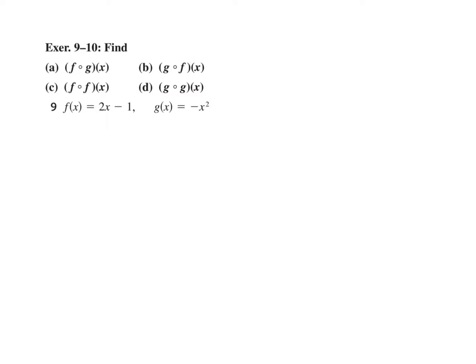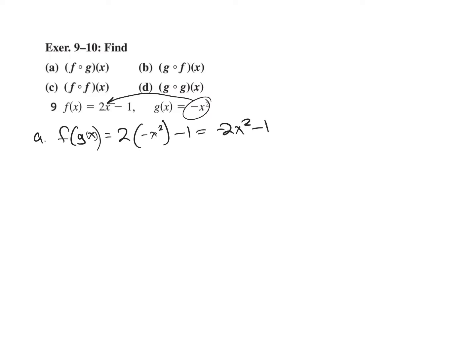Okay, so this little O means you're plugging in g of x into f. So let's start with part A here. You're doing f of g of x. That's what that means. So g of x is negative x squared. So we're going to plug it into there. So 2 times negative x squared minus 1, which is just negative 2x squared minus 1. That'd be the final answer.